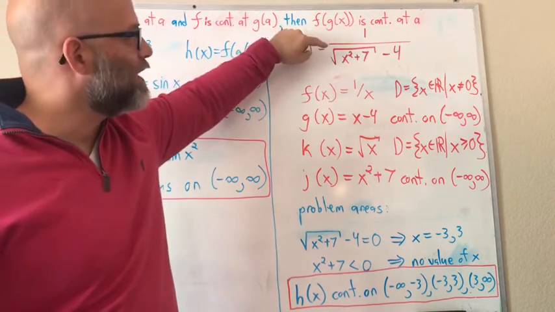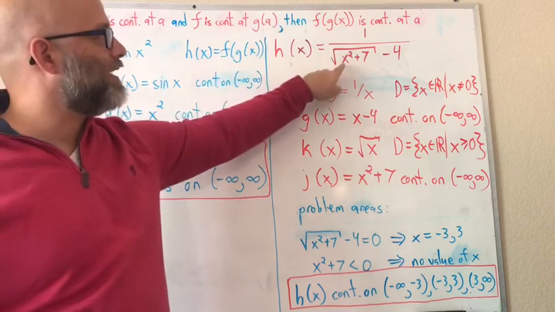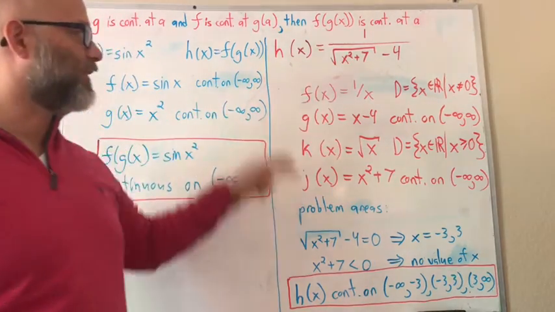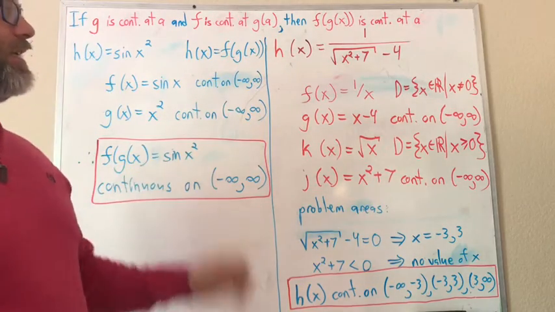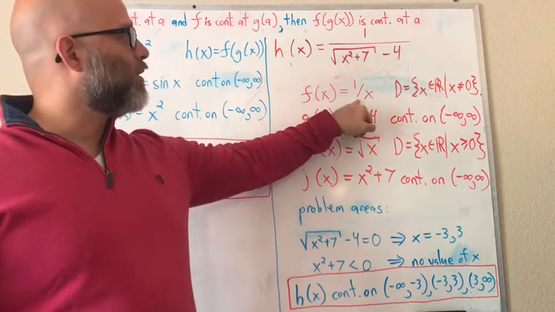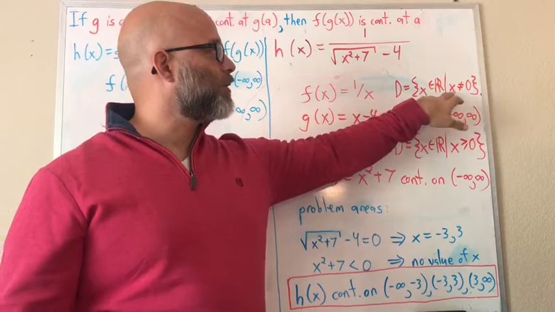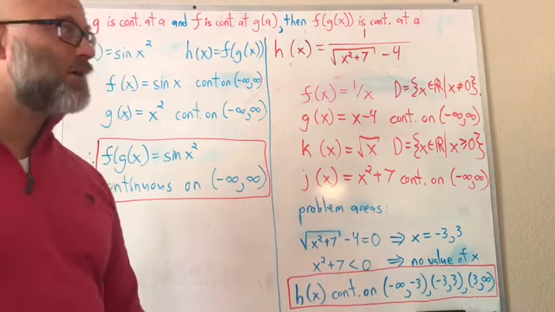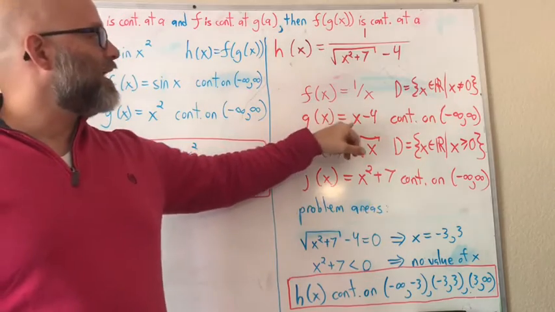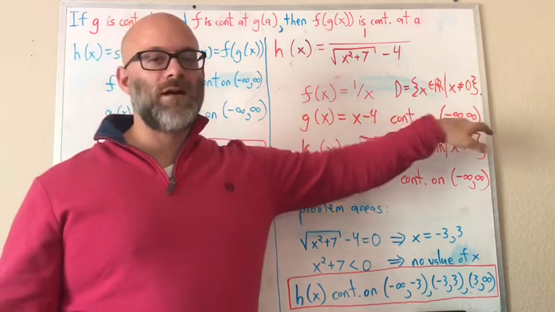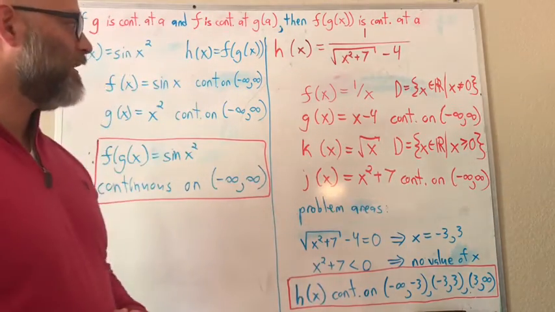The function after that is the square root of x, and the function after that is this quadratic, x squared plus 7. I've listed them up here for you. Then you'd have to determine where they're continuous. So, what's the domain of 1 over x? X is an element of the reals where x doesn't equal 0, so you're continuous wherever f doesn't equal 0. G of x is a linear function, continuous everywhere on the open interval from negative infinity to infinity.